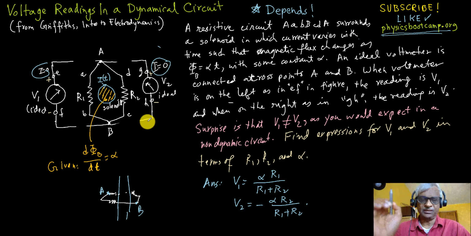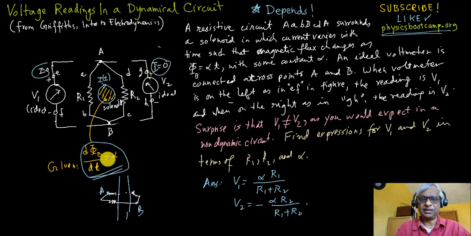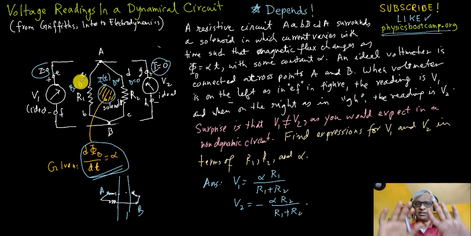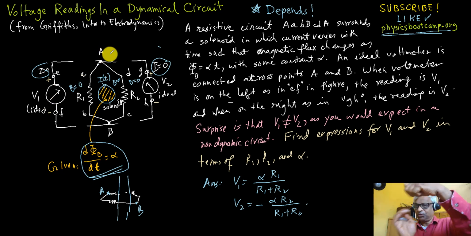The surprising fact is, if the current in the solenoid is changing, so the flux is changing, with the rate of flux change equal to some constant alpha, so the flux inside here is alpha t, and outside the magnetic field is 0, B equals 0 in all those other areas, then the voltage you read when you place the voltmeter on the left side is different from the voltage read when you place it on the right side. This is a big surprise, and a lot of people don't believe it.